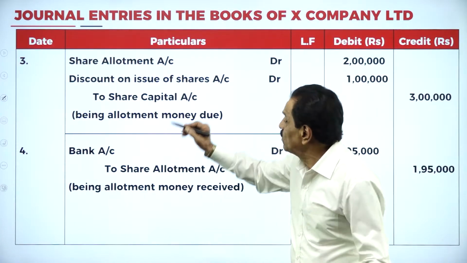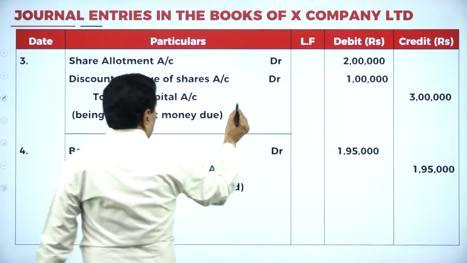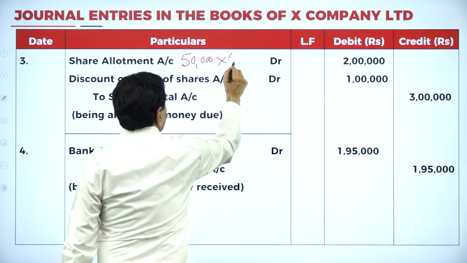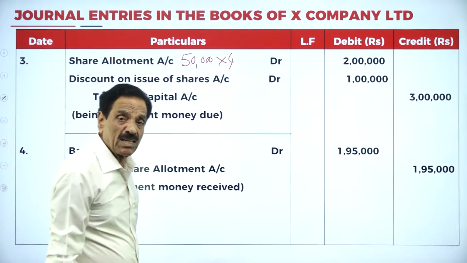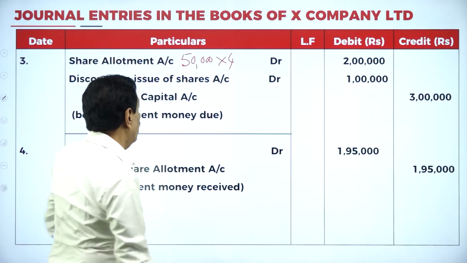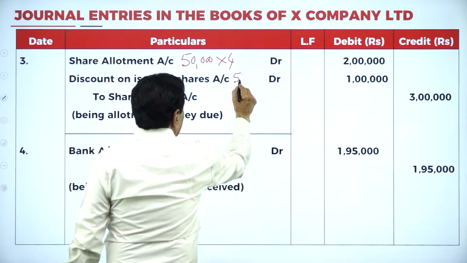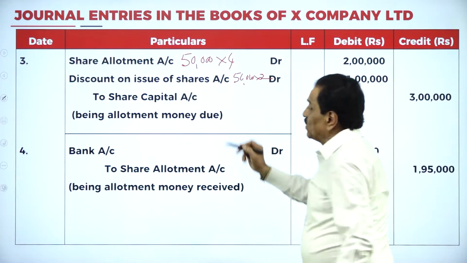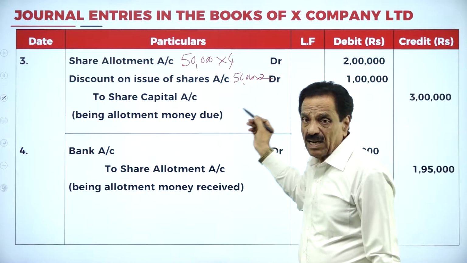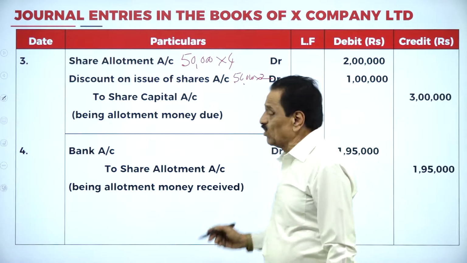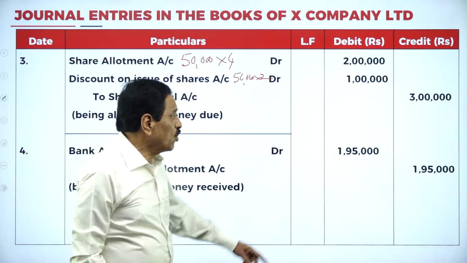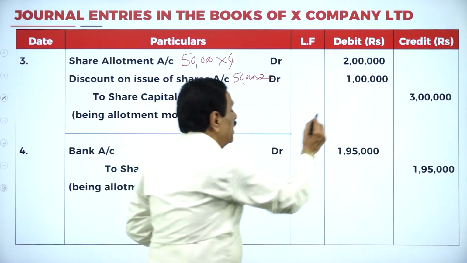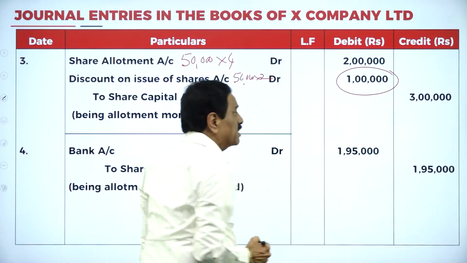Due entry: share allotment account debit, 50,000 into 4. Discount is 2 rupees, 50,000 into 2, 1 lakh. What's the entry? Share allotment account debit, discount and issue of shares account debit to share capital account. Totally how much money is to be received? 3 lakh. How much discount is allowed? 1 lakh. Remember, this 1 lakh is the discount account.